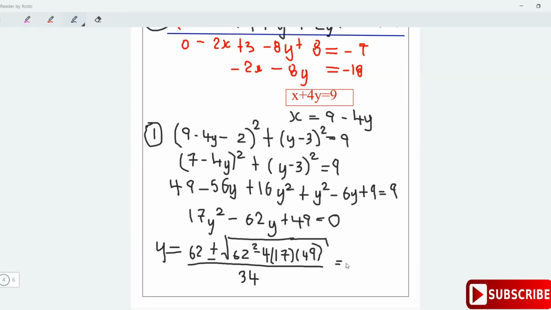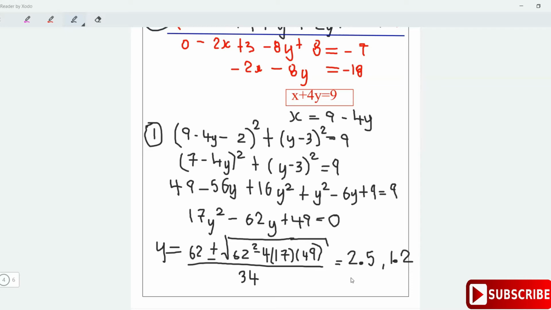So one answer is 2.5. Or the next y value is 1.2. We get 2.5 or 1.2.